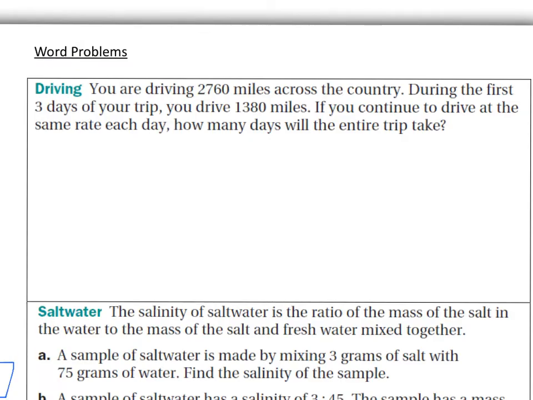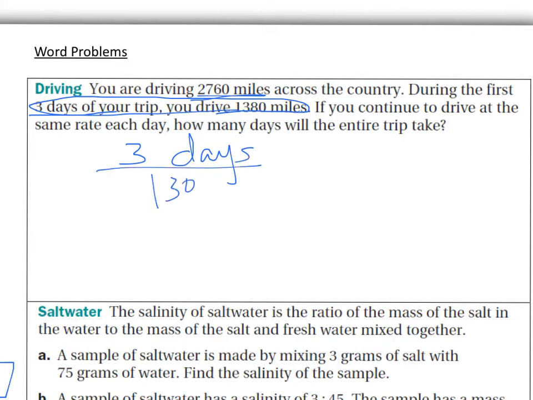Word problems. Driving. You're driving 2,760 miles across the country. Okay, so that's your first piece of information. And during the first 3 days of your trip, you drive 1,380 miles. Then I know this would be my rate, or in other words, your ratio. Okay? And you first write this down as a ratio, because I need to set up a proportion. If you continue to drive at the same rate each day, how many days will the entire trip take?